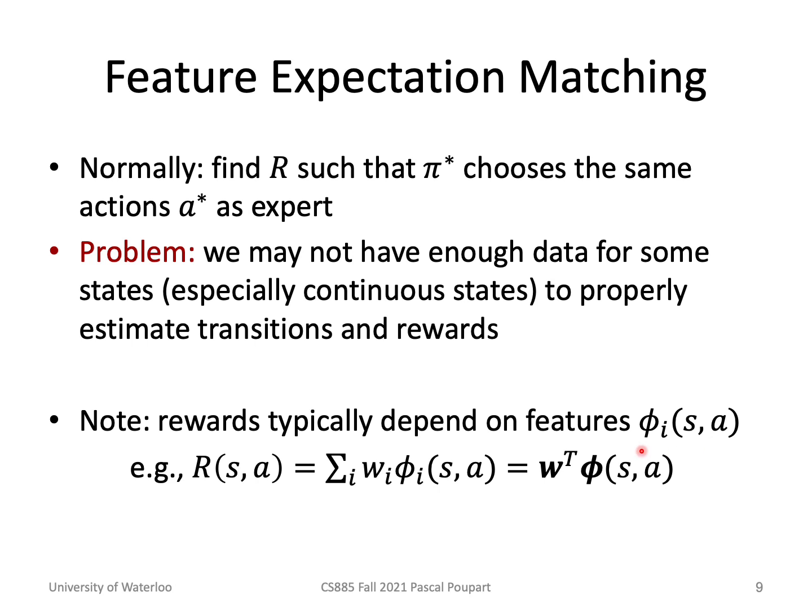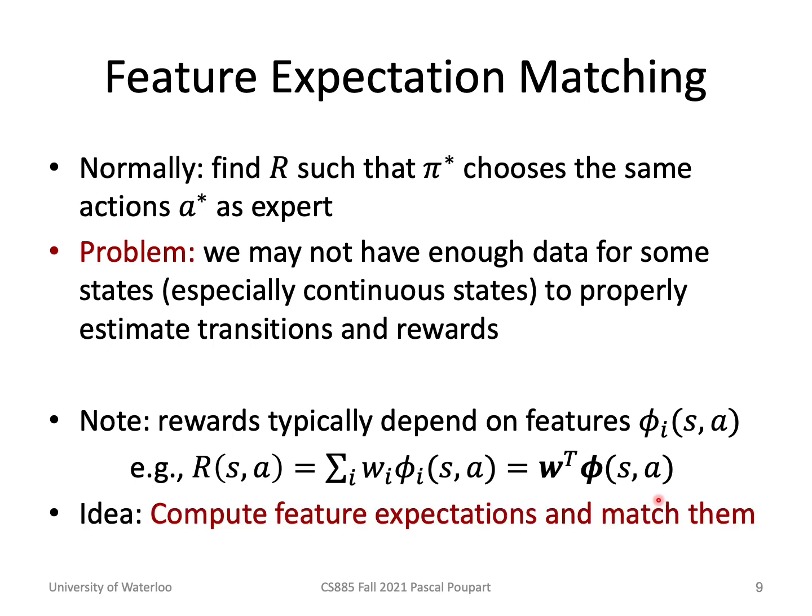And here I'm going to denote by phi i the ith feature of the state action pair S, A. Now, it'll be convenient to in fact consider a vector of features. So bolded phi is going to be this vector, and then based on that we'll also assume that the reward function is a linear combination of the features. So in other words, it's going to be a weighted combination of the features, and generally speaking it'll be convenient to write this as W transpose phi of S, A.